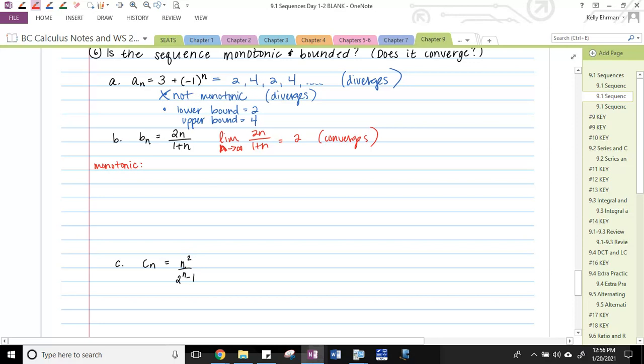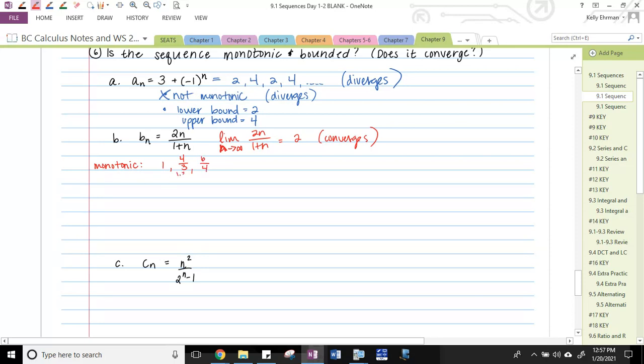Remember, if something's monotonic, we said that each term, like the first term, would need to be less than the next term. How do I decide if I think this is decreasing or increasing? Start just by listing out some terms. When n is 1, what do you get? You get 2 over 2, which is 1. When n is 2, you get 4 over 3. So the terms increased from 1 to 4/3, but then the third term, I get 6 over 4.